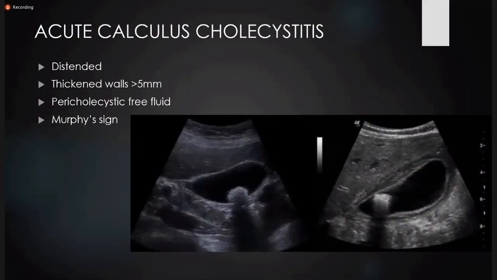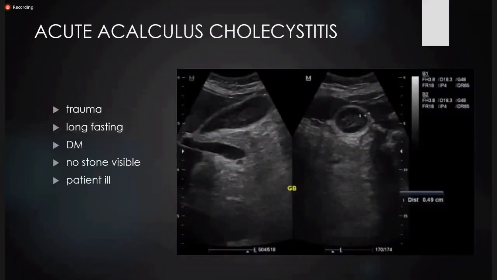Cholecystitis is the acute inflammation of the gallbladder, in which the gallbladder is distended. It shows thickened walls. The first picture is normal. The second picture shows thickened walls with an intraluminal calculus. This is acute cholecystitis. It is an emergency.